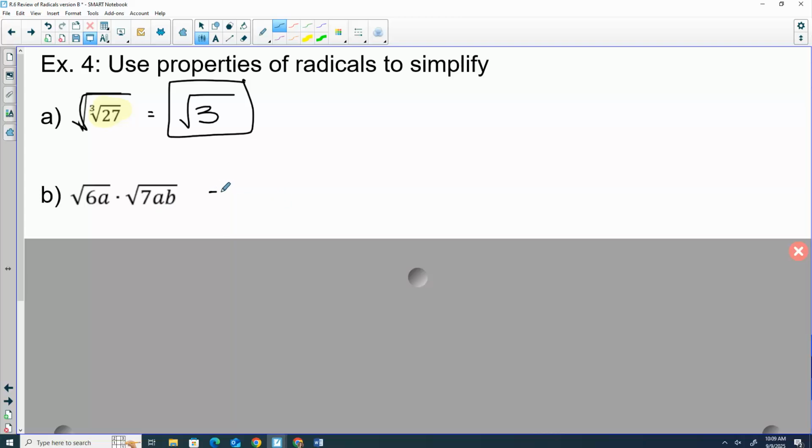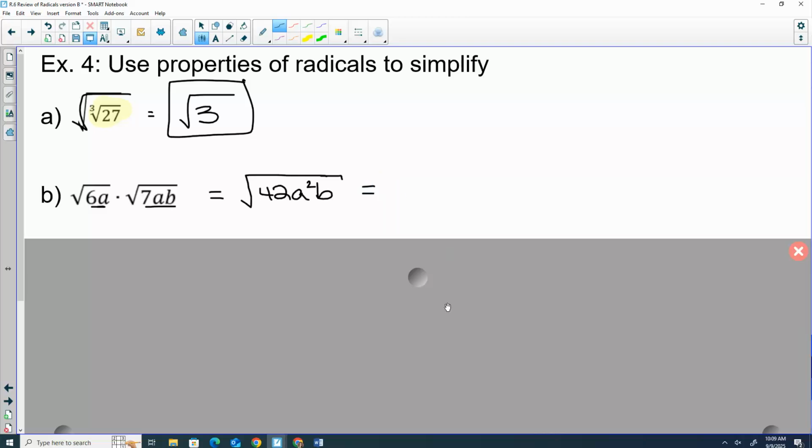What we can do is multiply these radicals together. Since both things are under a radical, when you multiply, the square root stays, and you just multiply the things underneath. So 6 times 7 is 42. A times A would give us a squared, and we have our b. So the square root of 42 a squared b.